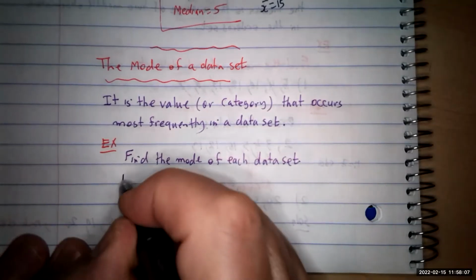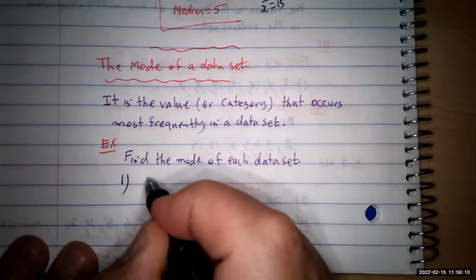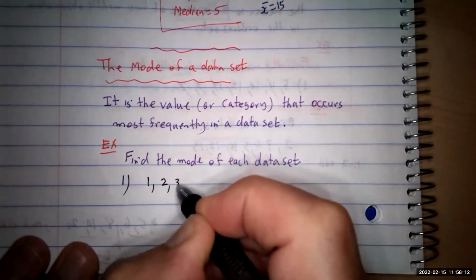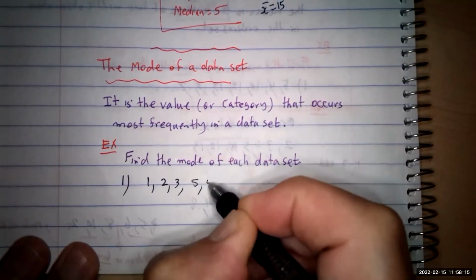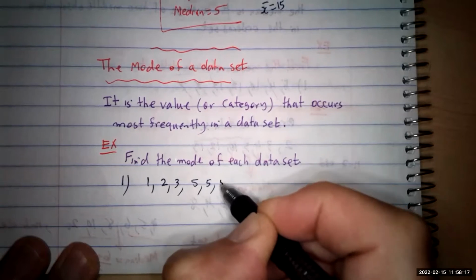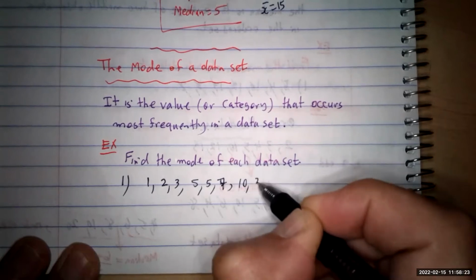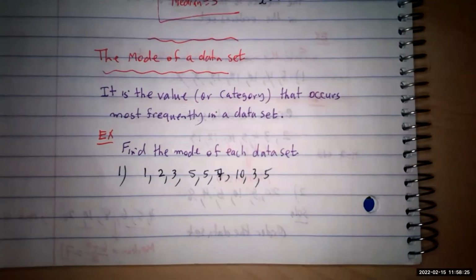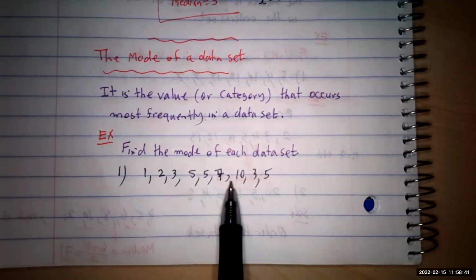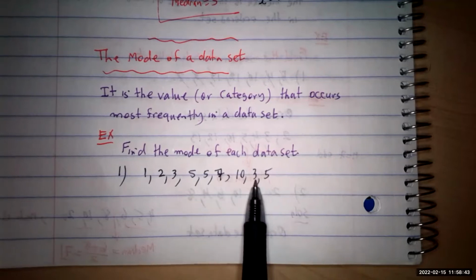So the first one, just something ordinary, is going to be 1, 2, 3, 5, 5, 7, 7, 10, 3, and 5. That's it. Just to check to see which of these would have more frequency or more repetition. Any suggestion? What's the mode? 5. Very good. 5, because 5 is repeated 3 times. You see, the frequency of 5 is 3.